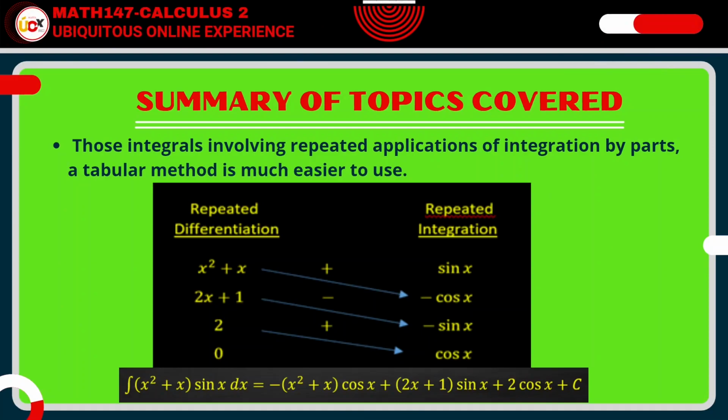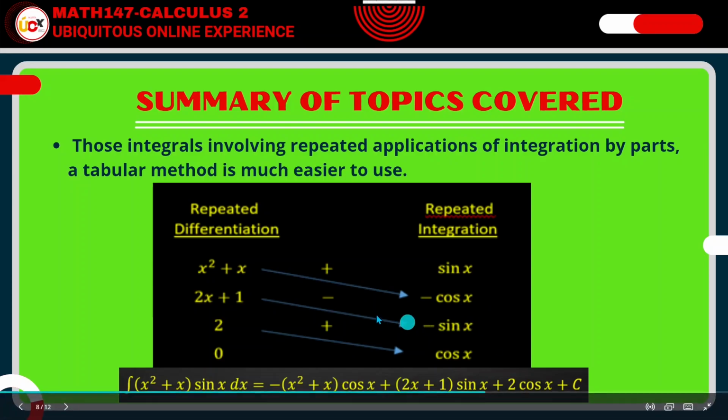For those integrals involving repeated application of integration by parts, a tabular method is much easier to use. Like for example, if your u is x squared plus x and your dv is sine x dx, we have to differentiate the algebraic function until the derivative becomes 0. And then we take the integral of sine x to get negative cosine x. Then we take the integral again of negative cosine x to get negative sine x.